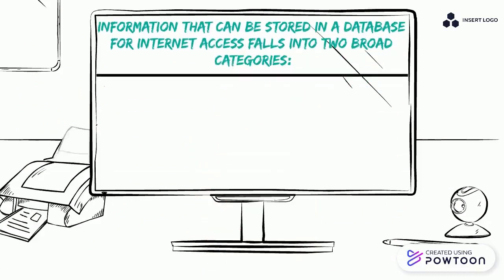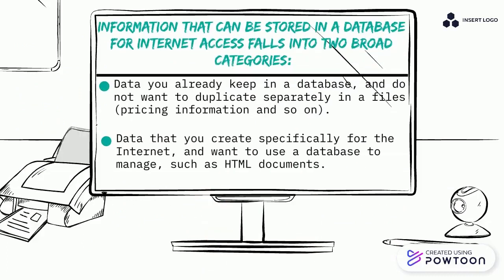Information that can be stored in a database for internet access falls into two broad categories. Data you already keep in a database, and do not want to duplicate separately in HTML files, such as pricing information. And data that you create specifically for the internet, and want to use a database to manage, such as HTML documents.